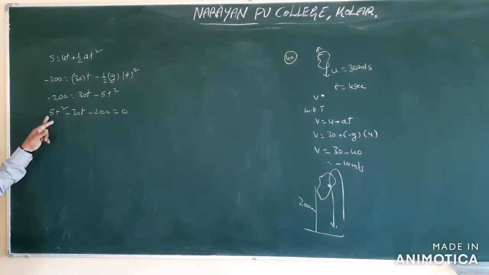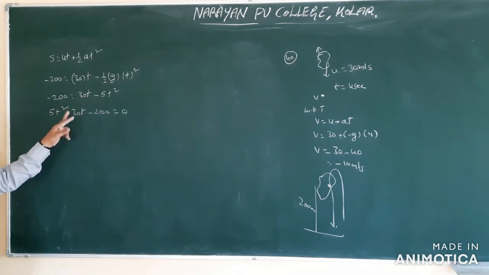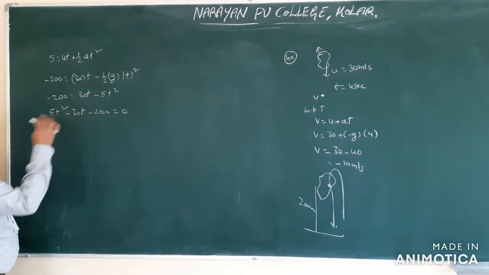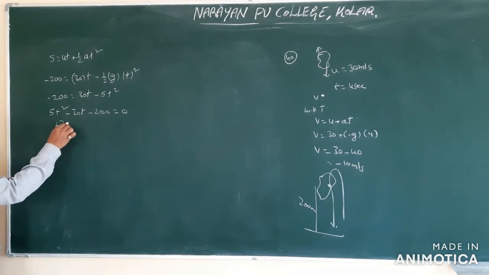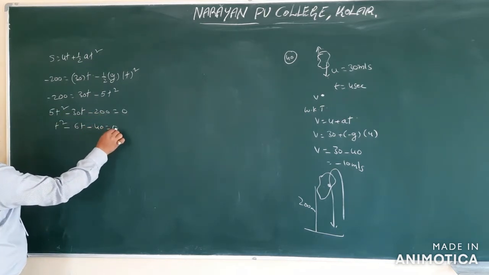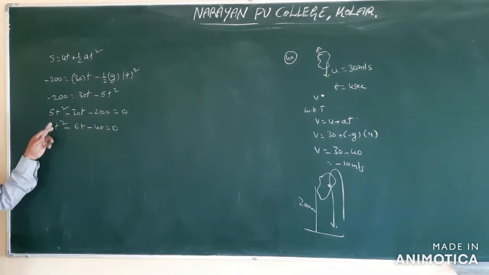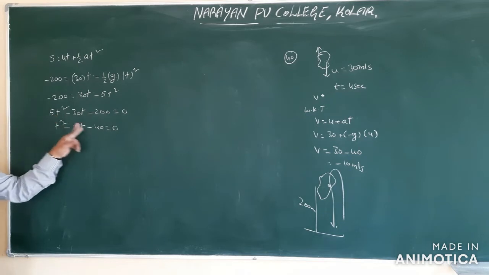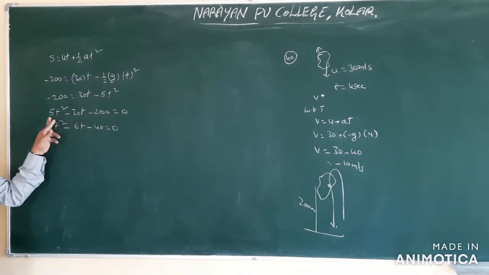This minus is going to become plus, and plus 30t will become minus 30t minus 200. So we can cancel 5 among all these. T square minus 6t minus 40. 6 fives are 30, 40 fives are 200. Here we have taken 5 common. This 5 goes to the other side, and 0 by 5 becomes 0.